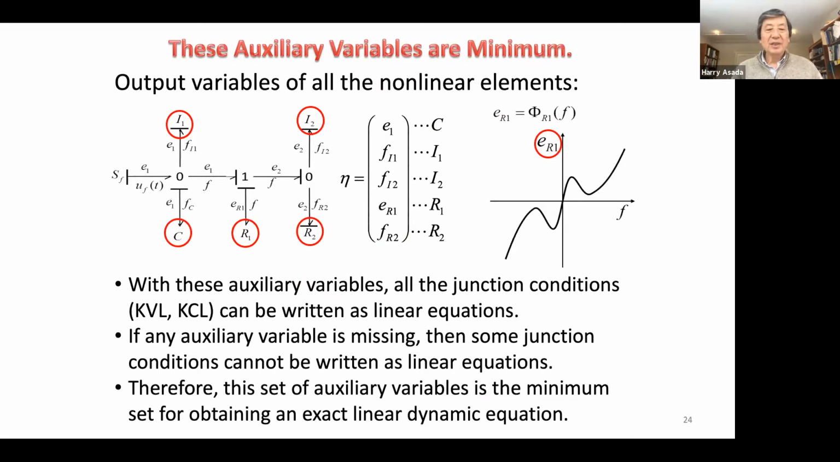If we do so, one interesting point is that with these auxiliary variables, all the junction conditions can be written as linear equations, as I showed, right? Sum to zero. And if any auxiliary variable is missing, if you don't include the E1 here, you cannot write the junction conditions in a linear form. So if you pick all the outputs of the nonlinear elements, that's sufficient, and that's also necessary. So this is the minimum set of auxiliary variables to write the linear equations with the use of additional variables.